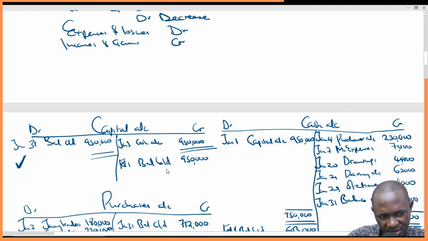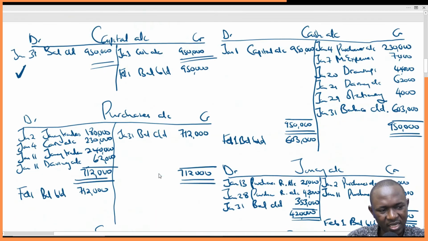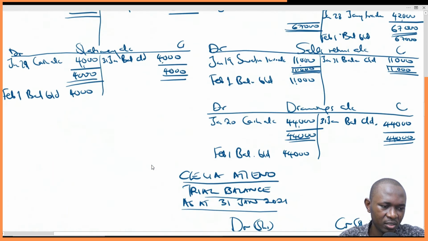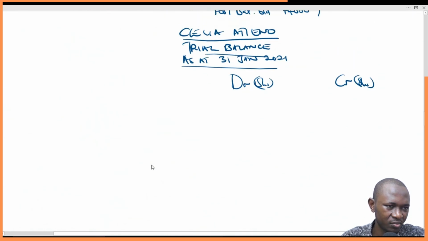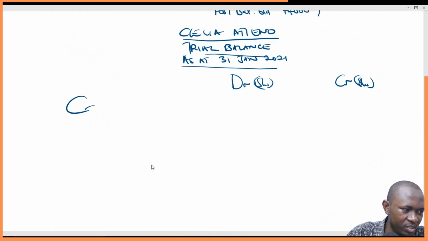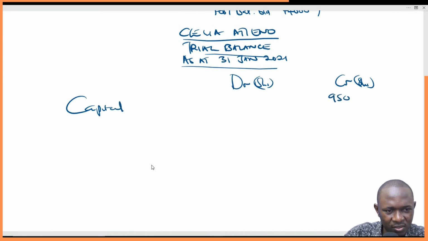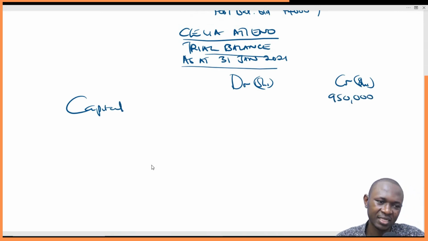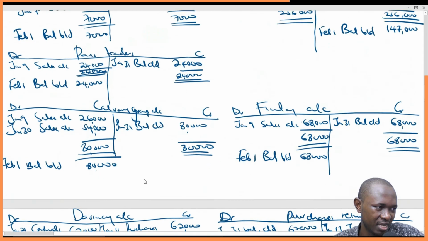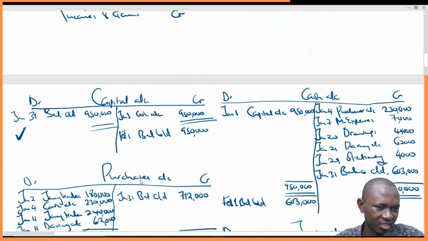Now you can see this is 950,000 on the credit side, so we pick it as it is. The balance brought down, that's what we are interested in. So it's on the credit side, that's how we'll pick it. So capital 950,000 credit side. We just read, we follow the instructions as they are. So we are done with that first part.